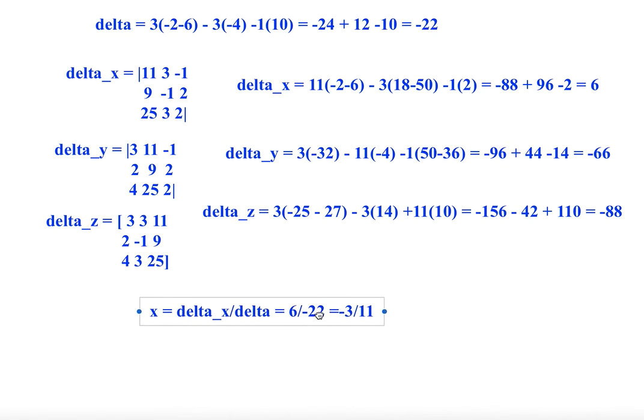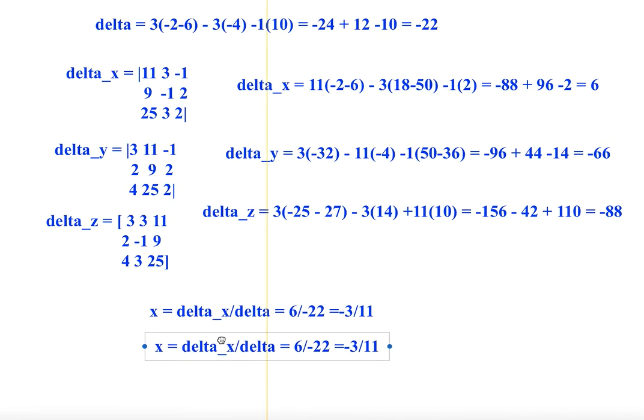See, if there are any calculation mistakes, you can cross check once. But the procedure is going to be the same. No problem with the procedure. Next we are going to find out y. y is equal to delta y by delta. Delta y is minus 66, right? Minus 66 by minus 22 is 3.